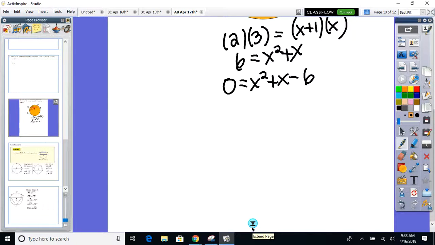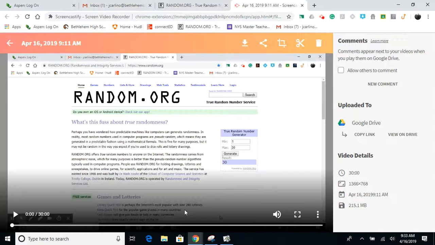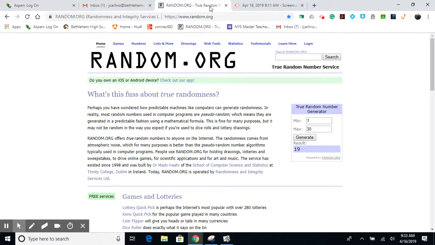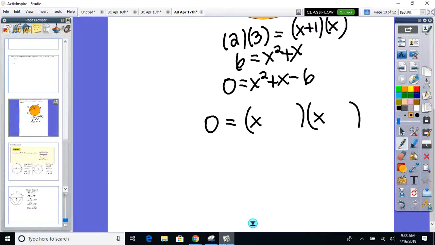For time's sake, I don't have time to do the old quadratic formula, so I'm going to ask you to factor this into two parentheses. Two numbers that multiply to -6 but add to 1. Find those numbers for me. -2 and +3.